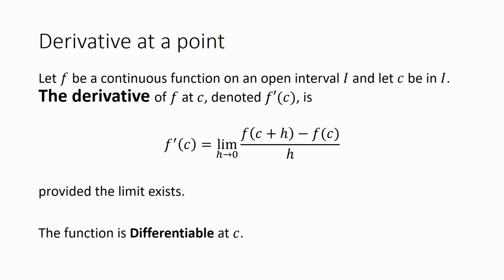So we let f be a continuous function on an open interval and let c be in that interval. The derivative of f at c, denoted as f prime of c, is equal to the limit as h goes to 0 of f of c plus h minus f of c, all divided by h. As long as that limit exists, then the derivative at that point exists and the function is differentiable.